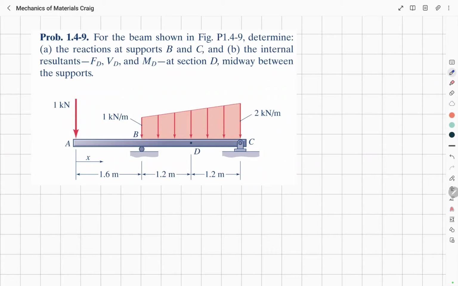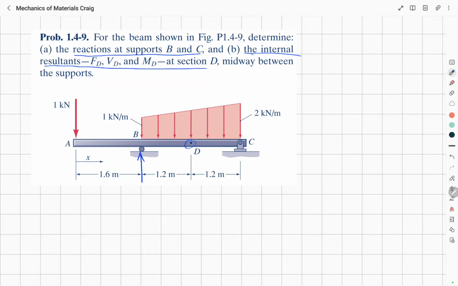In this question, a statistically determinate beam is given to us, and the reactions at the supports B and C, and also the internal forces at point D in the middle of the BC part are required. We're going to start solving this question by writing the equations of equilibrium for the whole beam and determining the reaction forces. And then having the reaction forces, we can determine the internal forces at point D.